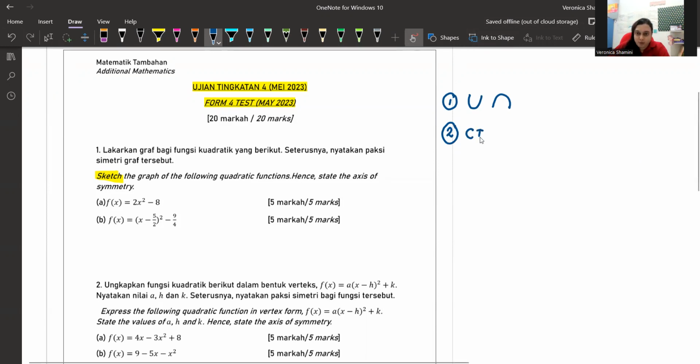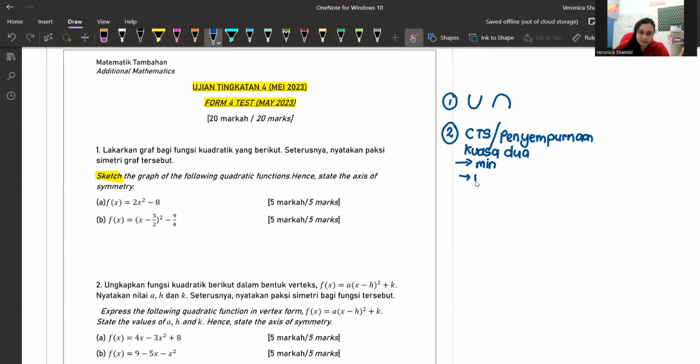do the CTS, buat kaedah penyempurnaan kuasa 2. Why do you want to do this? What is the reason? You must know by now. Because you want to find whether it is a minimum point or maximum point. When you draw your graph later, you must know whether it's minimum or maximum, isn't it?